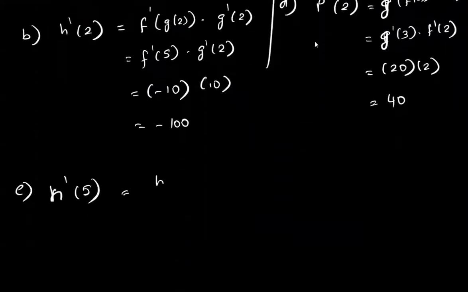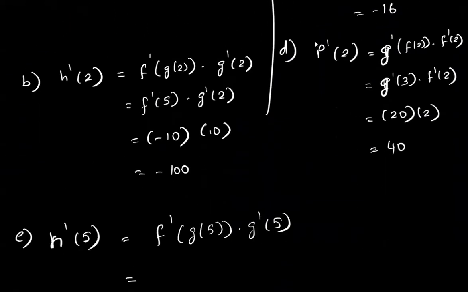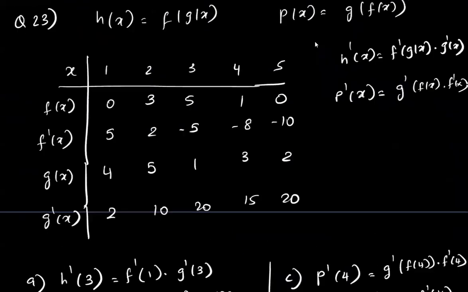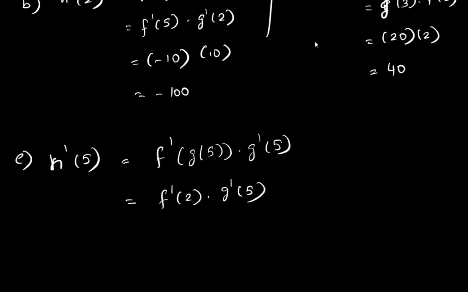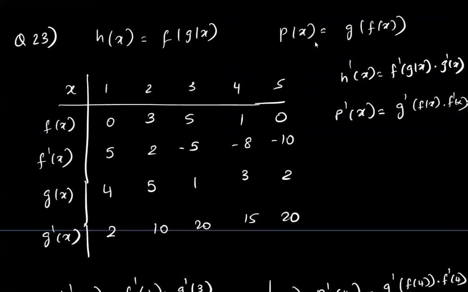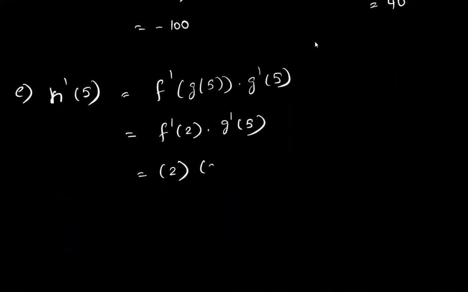Finally, this is H prime, and the outer function is F for this. So I have F prime at G of 5 times G prime at 5. What is G of 5? G of 5 is 2. So I need to do F prime at 2 and G prime at 5. F prime at 2 is 2. G prime at 5 is 20. And 2 times 20 is 40.